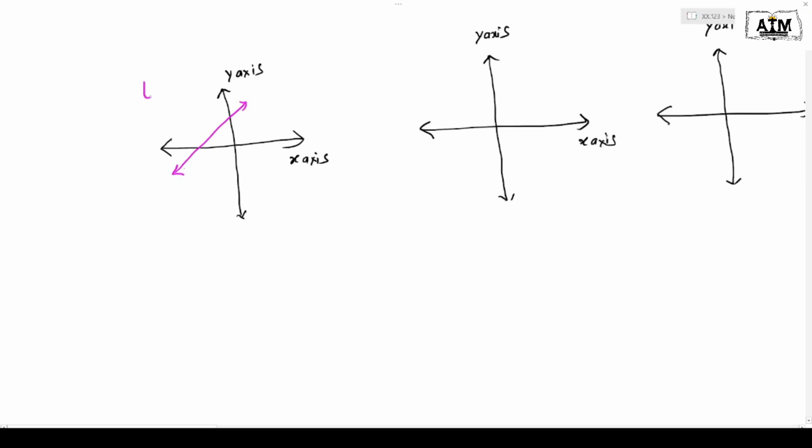In figure 1, the x-intercept is negative, so A is negative, and the y-intercept, let us say B, is positive. The y-intercept is denoted by either small b or small c. Example 2, this is the line. Here the x-intercept is positive and the y-intercept is also positive.